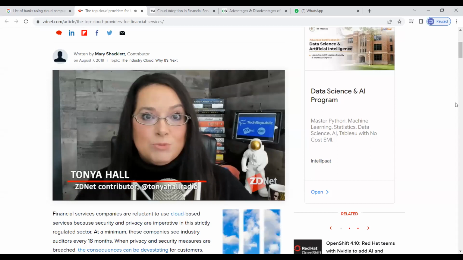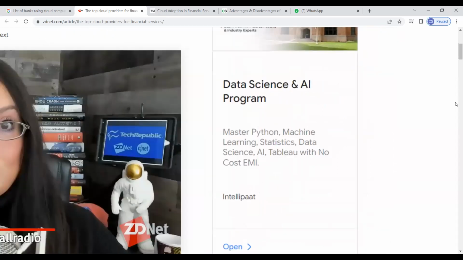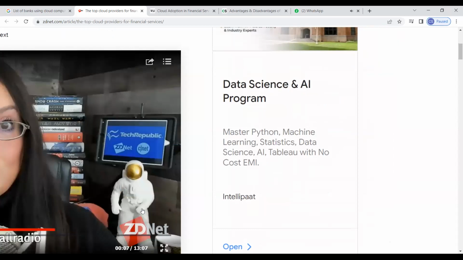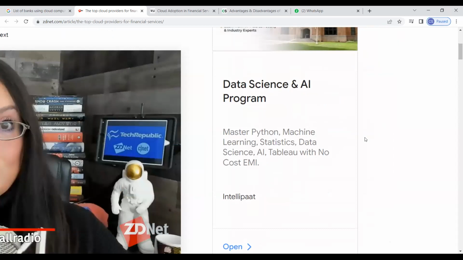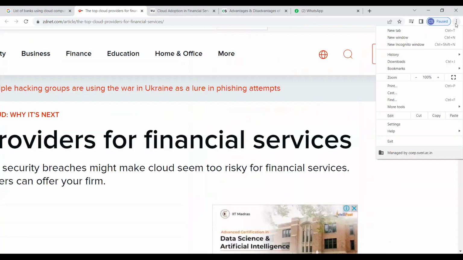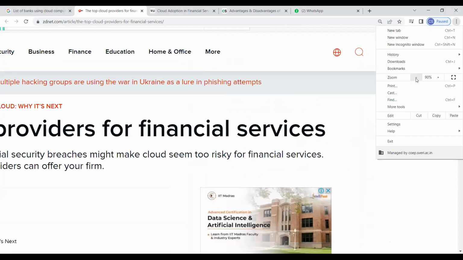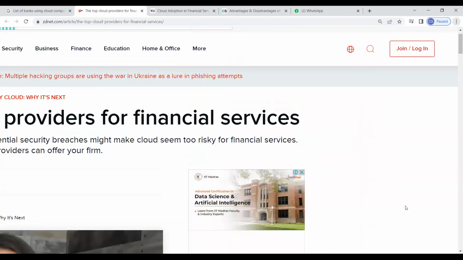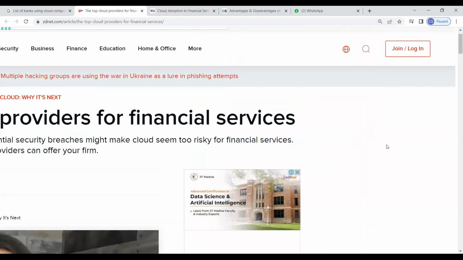Here in this site, you are getting different videos which are giving you the information for different kinds of financial services provided by different financial companies.